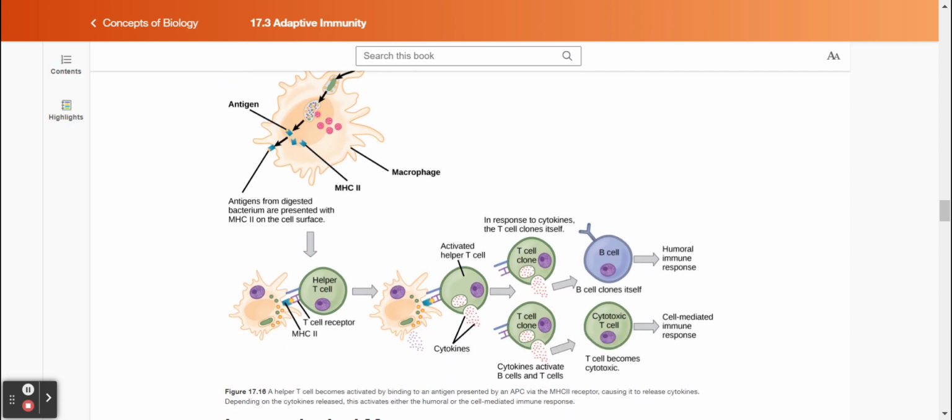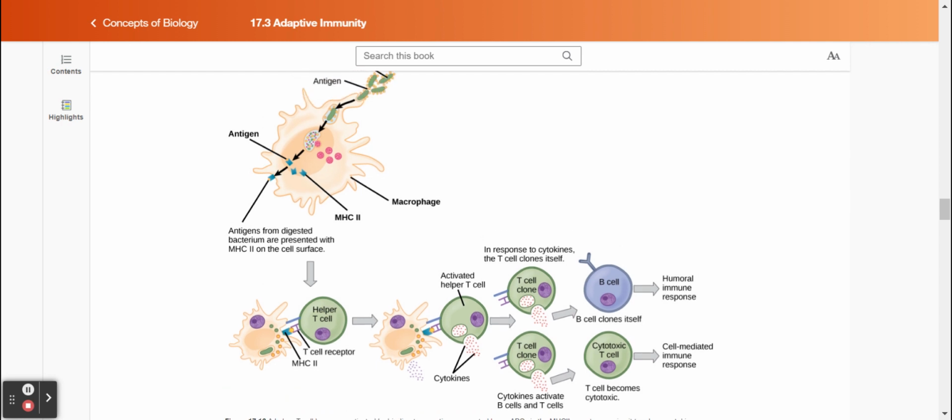Figure 17.16. A helper T cell becomes activated by binding to an antigen presented by an APC via the MHC2 receptor, causing it to release cytokines. Depending on the cytokines released, this activates either the humoral or the cell-mediated immune response.